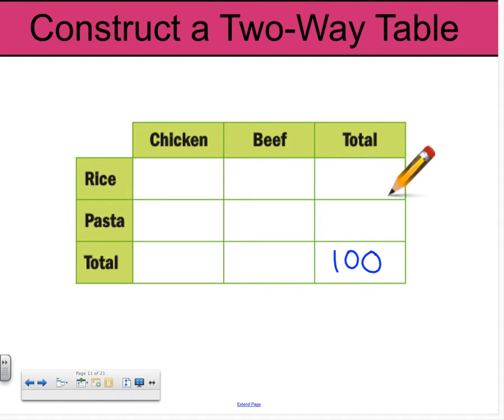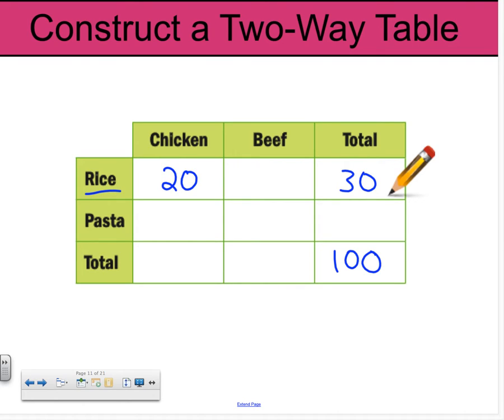Next information they give us is they say that out of 30 customers that like rice, 20 of them like chicken. So they've told us two things there. They've told us, number one, 30 people like rice. So here's the rice row. So at the end of the rice row, in the total, we're going to say there's 30 people that like rice. And they said that of those 30 people, 20 of them like chicken.